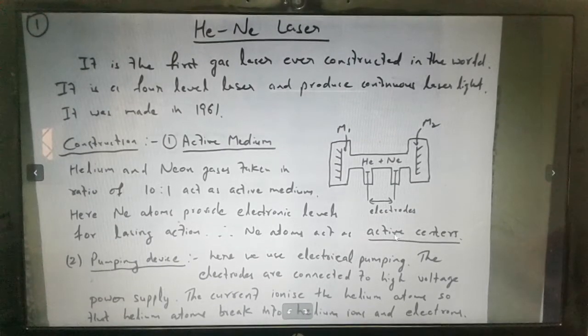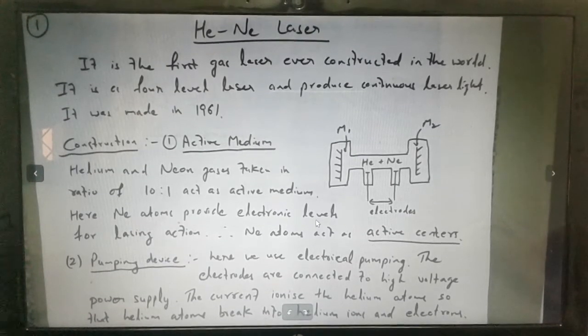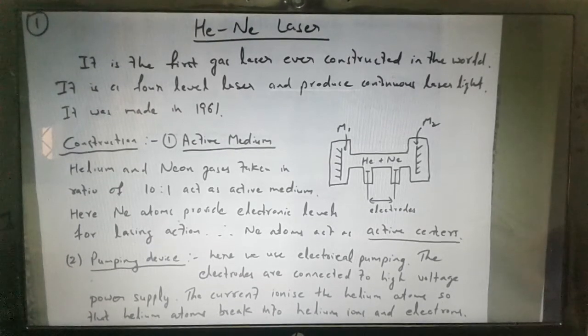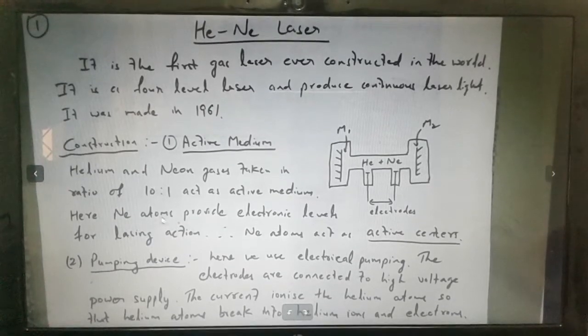One thing more which you should remember is that neon atoms act as active centers. Active centers are those which provide electronic levels for lasing action. It means that laser light is produced by the transition between electronic levels of neon atoms.